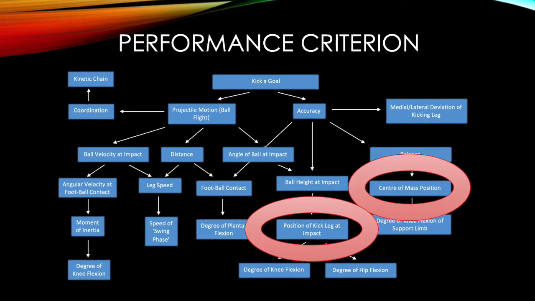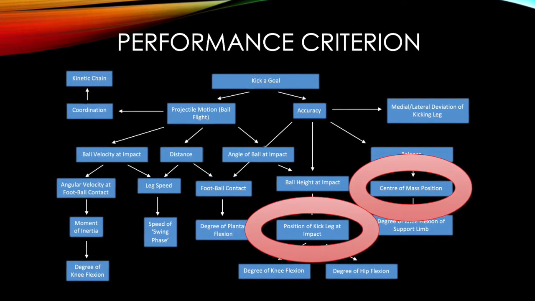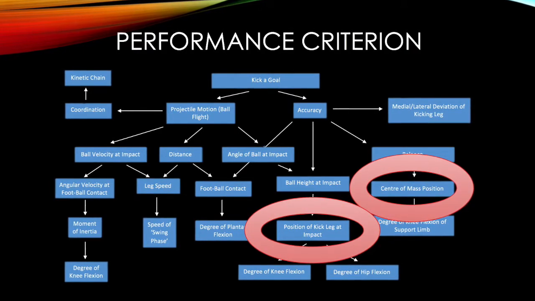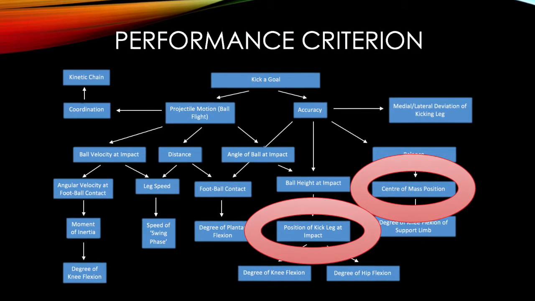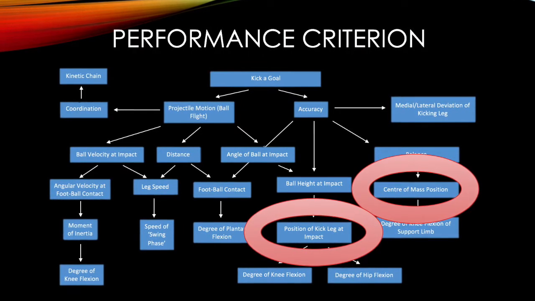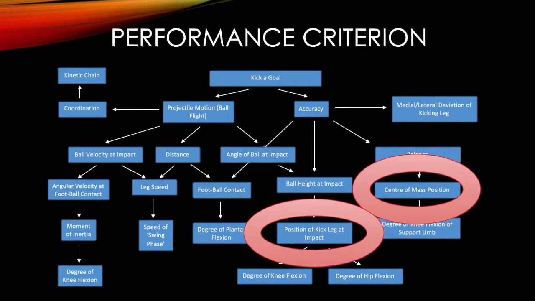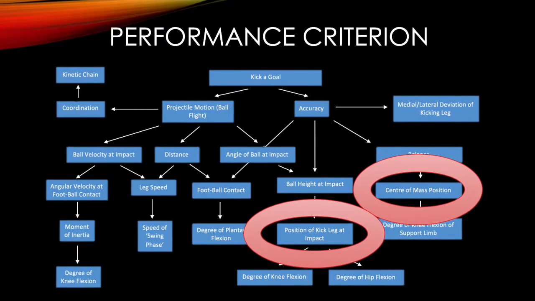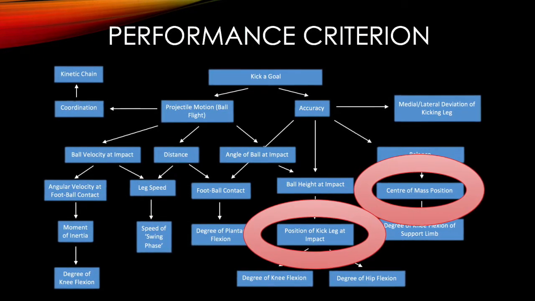Centre of mass is a key element in drop punt kicking. The lower the athlete's centre of mass is, the greater balance and stability they have when performing the kick. The centre of mass for the individual is easily assessed through examining their degree of knee flexion in the support limb. This will be further examined in the next few slides.